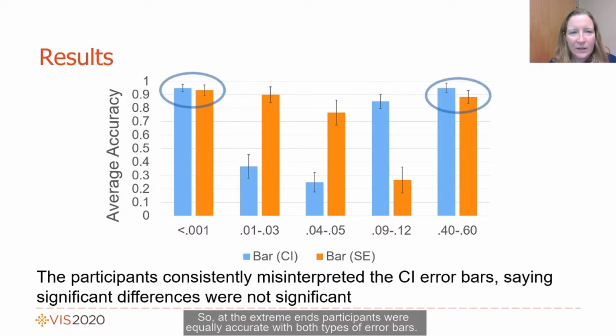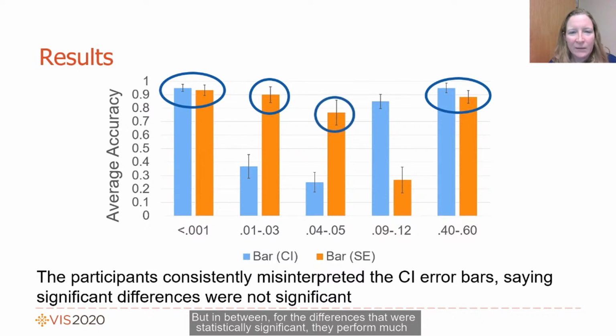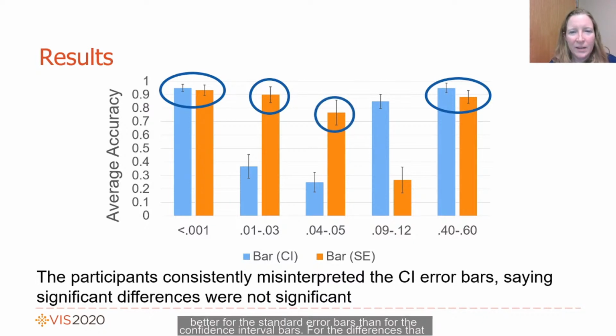So at the extreme ends, participants were equally accurate with both types of error bars. But in between, for the differences that were statistically significant, they performed much better for the standard error bars than for the confidence interval bars.